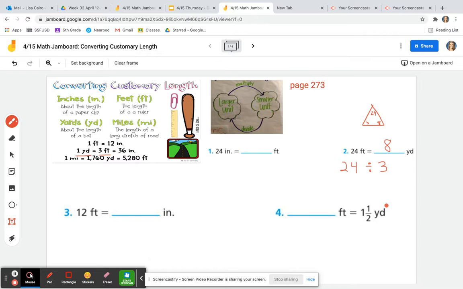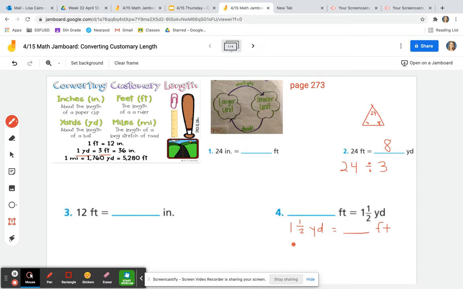Normally, they always gave us what we're starting with on this side of the equation and then equals a blank. I don't like how they set that up. That gets a little confusing sometimes. So we're going to rewrite it underneath and just switch the order. That doesn't change the problem at all, but that gives us a better visual of what we're starting with and what we're ending up with. So we have 1.5 yards equals blank feet.